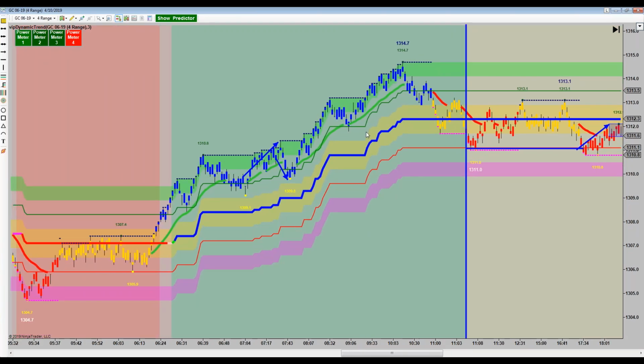Yes or no question. At the time this box formed, were you in a downtrend yet? Yes or no? 5 seconds. 4 seconds. At the time the box formed, yes or no question. Are you in a downtrend yet? Yes or no? 2 seconds.